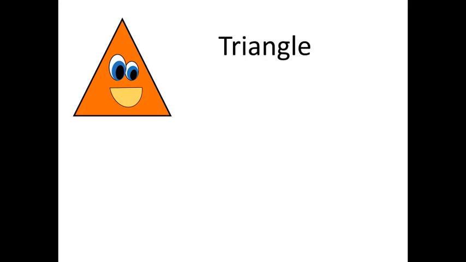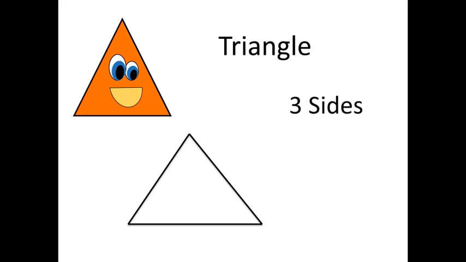Now, let's see how many lines we need to draw a triangle. This is one line. This is a slanting line. Here comes second line. And this is our third line. So we need 3 lines to draw a triangle. That means triangle has 3 sides.